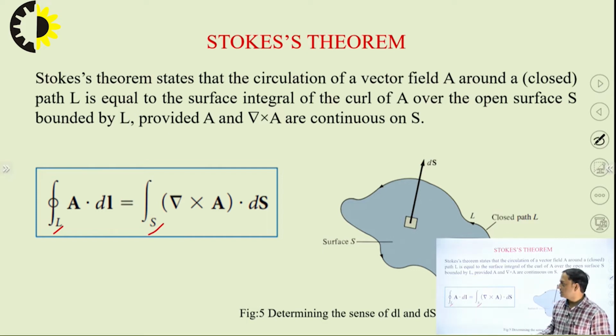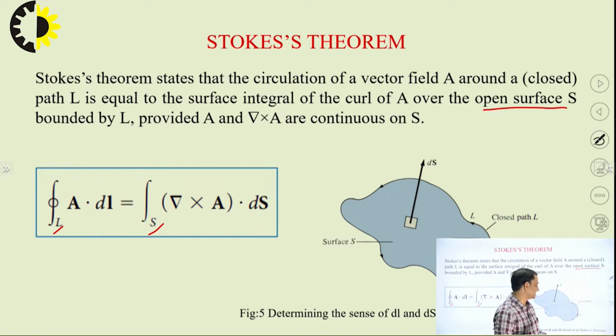So what the Stokes theorem says is that the circulation of vector field A around a closed path L is equal to the surface integral of the curl of A over the open surface. This is very important. The surface is bounded by the path L, provided that vector A and del cross A are continuous on the surface. So it is very simple, it is represented here.